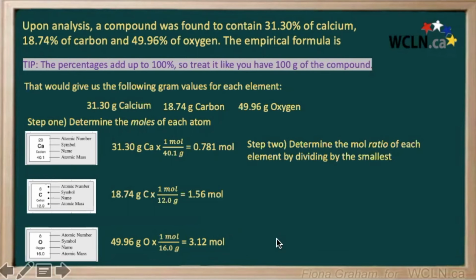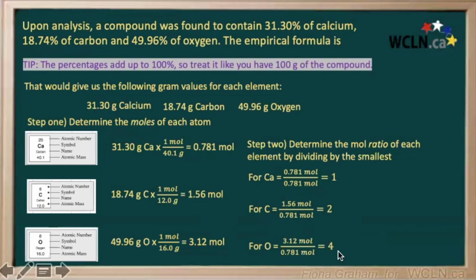Okay, so in our second step, we want to compare the ratio of each of these amounts by the smallest answer that we got here. So for the calcium, of course, 0.781 divided by 0.781 gives us 1. For our carbon, if we divide our 1.56 by 0.781, we get 2. And for our oxygen, where we have 3.12 moles, we divide that by our smallest number of moles, 0.781, we get 4.